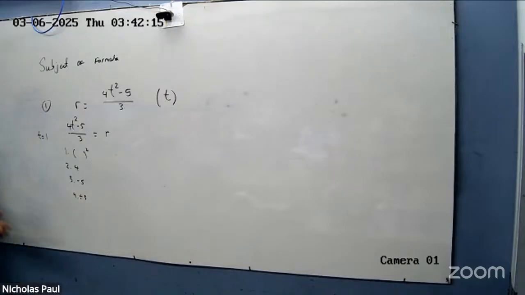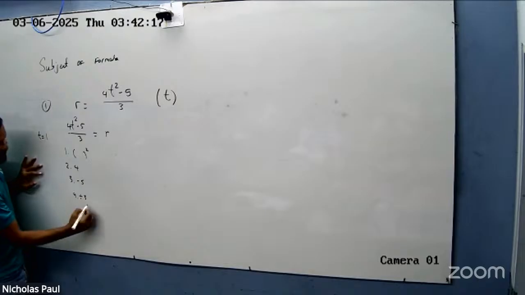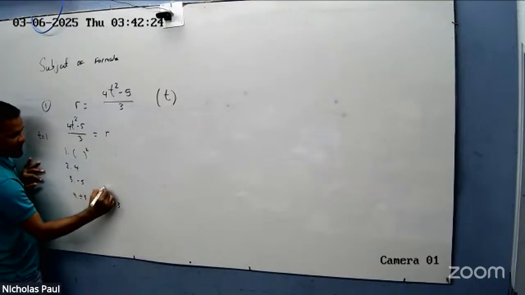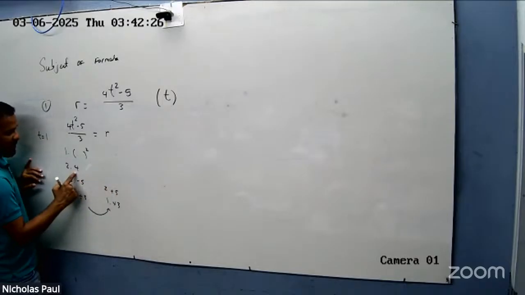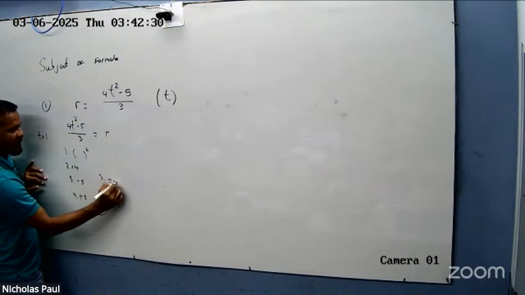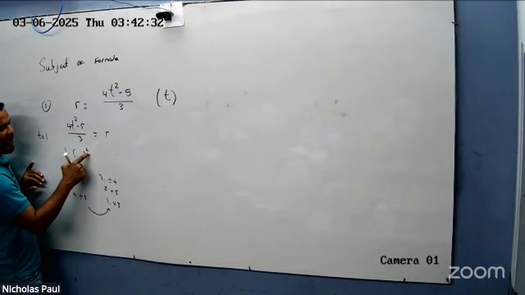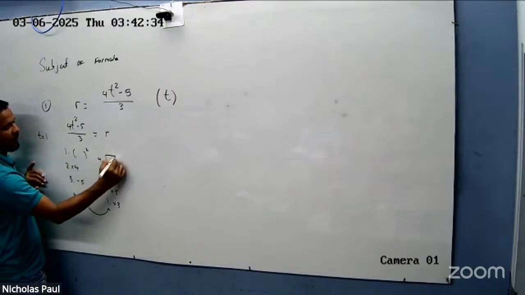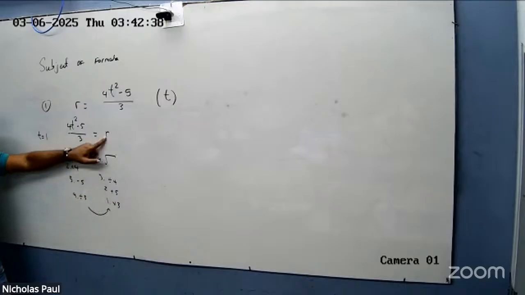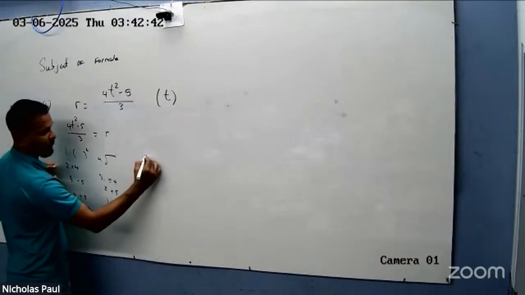Okay? So how do you make the subject of the formula? All we have to do is do the reverse of this. First thing, instead of dividing, you multiply. Instead of minusing, you add. Instead of multiplying, we divide. And instead of squaring, you square root. If I do these 1, 2, 3, 4 things to R, t will be the subject. So watch this here.